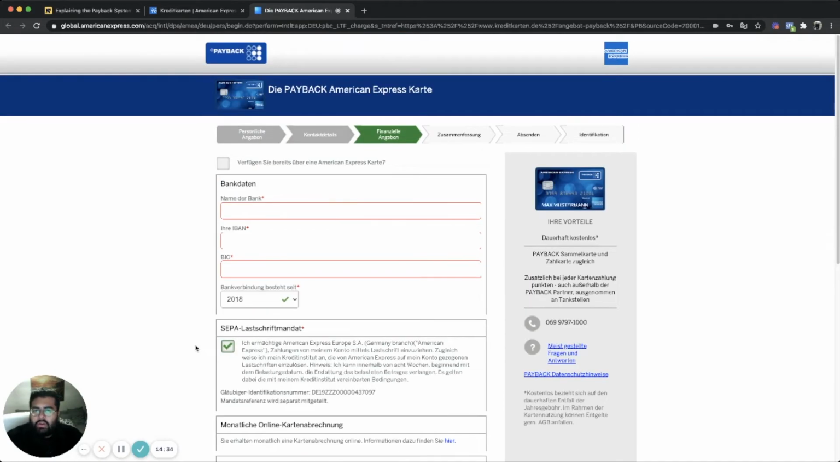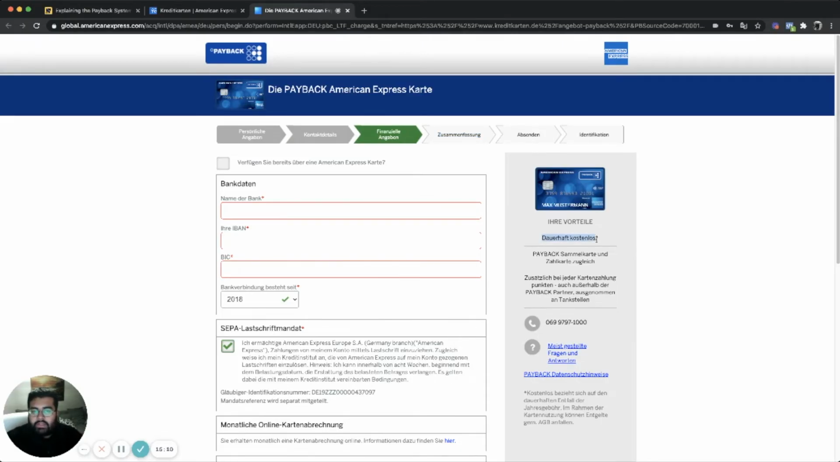Once you do all of these things, you will come to the Zusammenfassung section, and there you will see all of the details at a glance. And then you can just directly send it out. Afterwards, you also have to do an identification. You can also do it directly via app. This is also super nice.